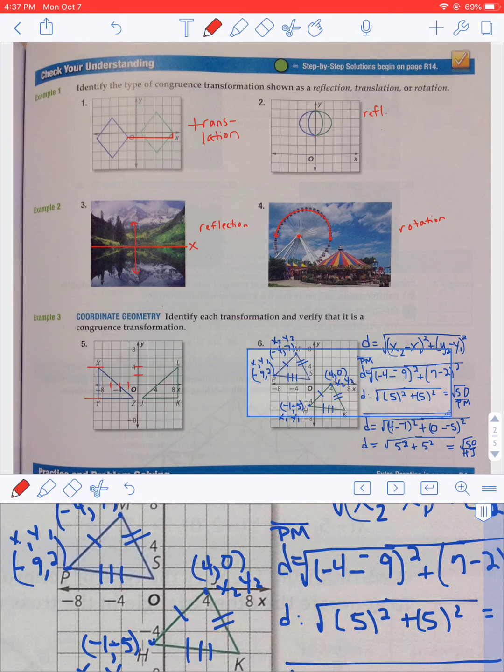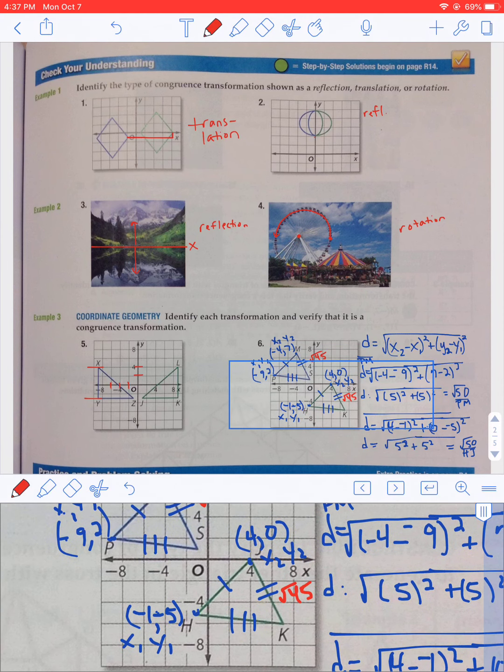So they told me SM is supposed to be square root of 45. JK ends up being square root of 45. And PS ends up being square root of 65. And then HK ends up being square root of 65.